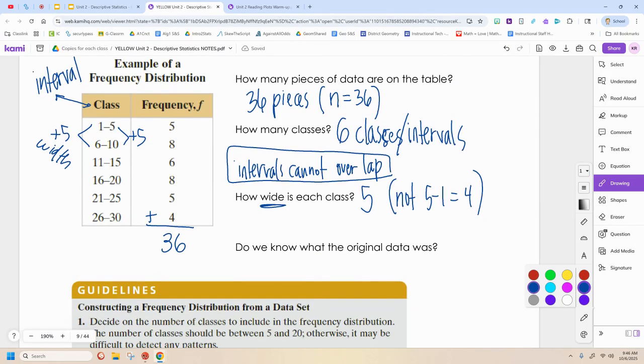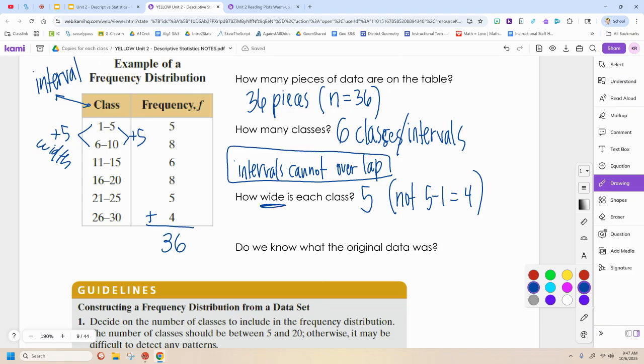Do we know what the original data was anymore? Do we know what the exact lowest number is or the exact highest number is? No. Between 16 and 20, there's 8 pieces of data. They could all be 17s. We don't know anymore. So from here, we can't find the exact mean, and we can't find the exact median because we no longer have the data.